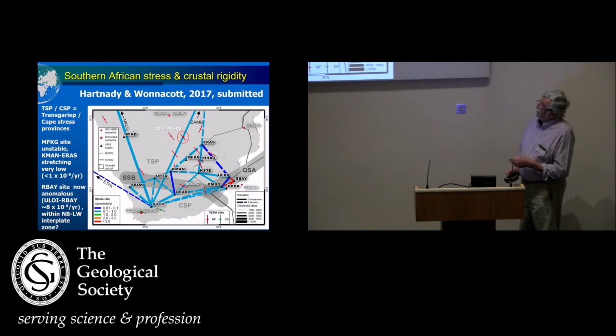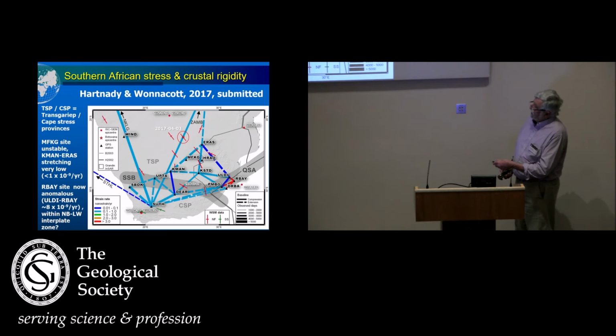We've looked at the stress patterns, the World Stress Map data, and there's a distinct boundary between what I call now the Transgariep stress province and the Cape stress province. Normal faulting, strike-slip faulting, roughly that orientation of horizontal stress, more or less east-west horizontal stress down over here. What we see is that all of this, even across these seismic belts, scattered seismicity which separates these stress provinces, the plate there is effectively rigid.